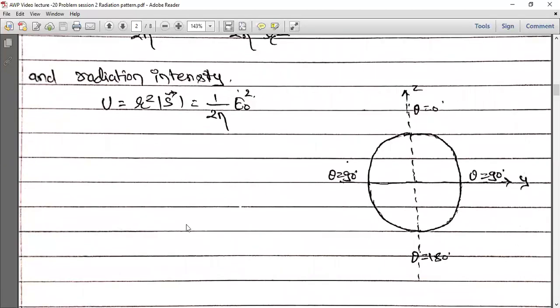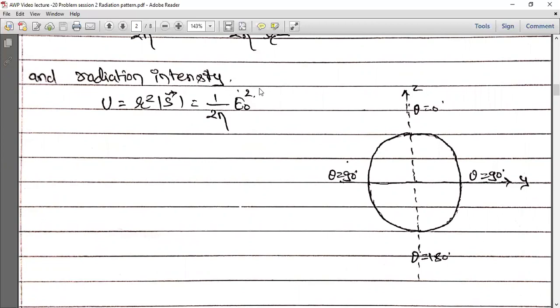Now you can see radiation intensity is also not having any dependency on theta. Since phi is constant, since we are plotting the radiation intensity in the YZ plane, that's why phi is 90 degrees, phi is fixed. So we are not concerned about the variation in phi. As you can see, this expression is free of theta and phi both.